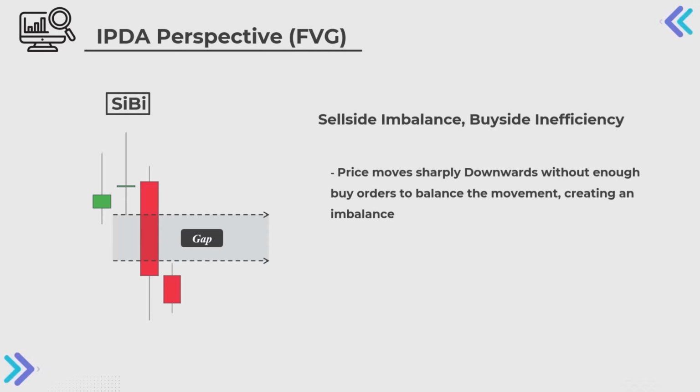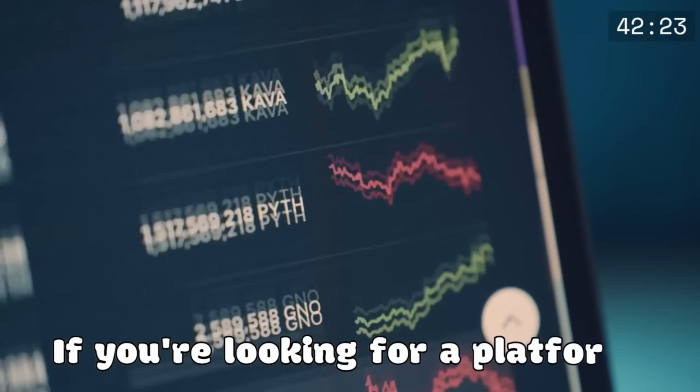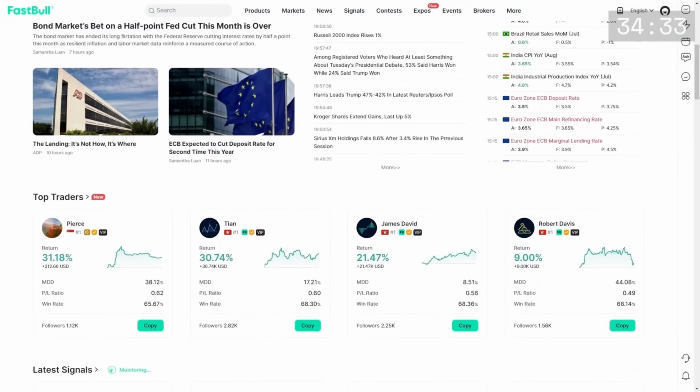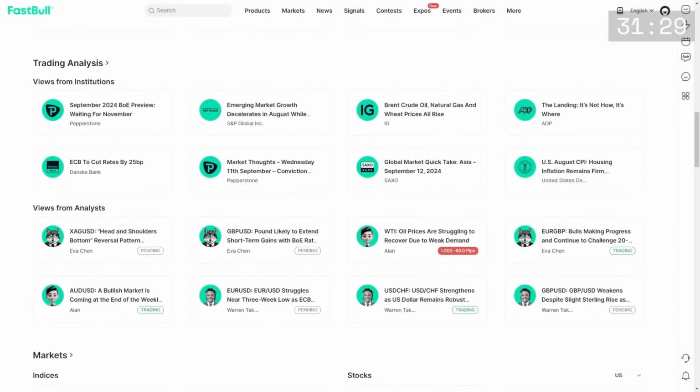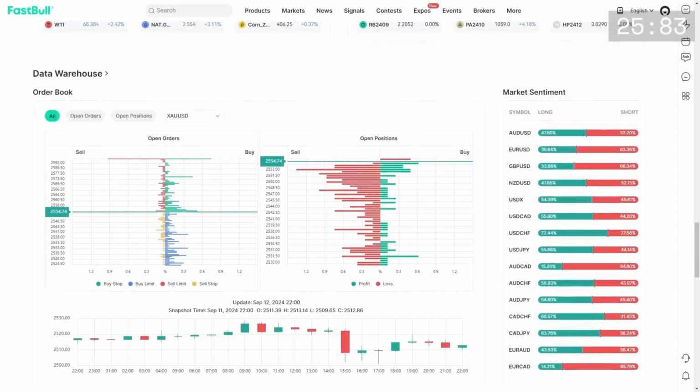The algorithm will seek to rebalance the inefficiency by offering sell-side delivery, such as forming this bearish candle, to offer fair value for sellers to enter the market and create efficient price action. The next type of fair value gap, the bearish one, is known as SIBI, which represents sell-side imbalance and buy-side inefficiency. This is also similar to BISI, but in reverse. In a SIBI scenario, the price moves sharply downwards without enough buy orders to balance the movement, creating an imbalance. The algorithm then works to correct this by offering buy-side delivery to fill in the sell-side inefficiency, just as it does with buy-side inefficiency.